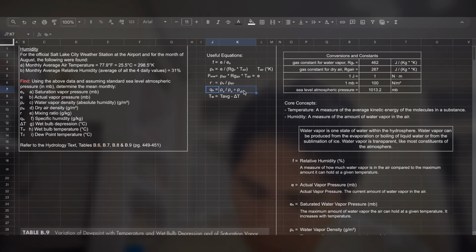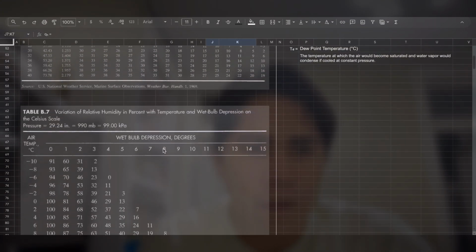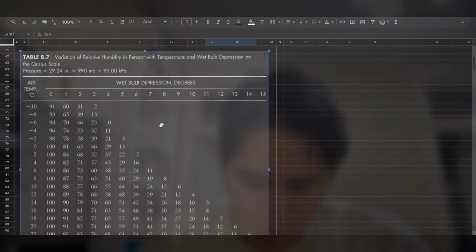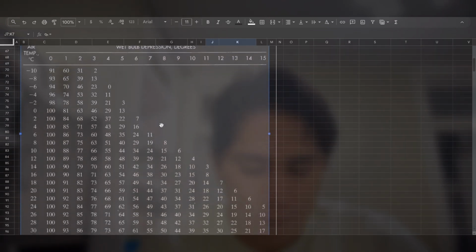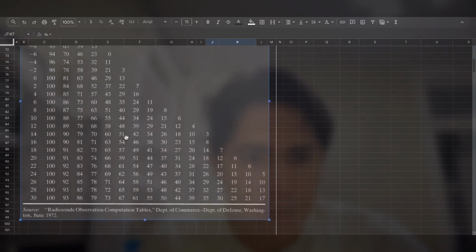Now the wet bulb depression, for that we're going to use table B.7 that I have down here. So we are given that the temperature is 25.5 degrees Celsius.